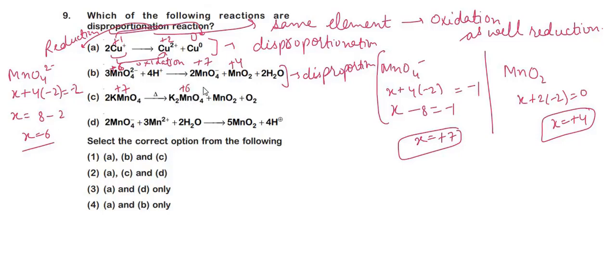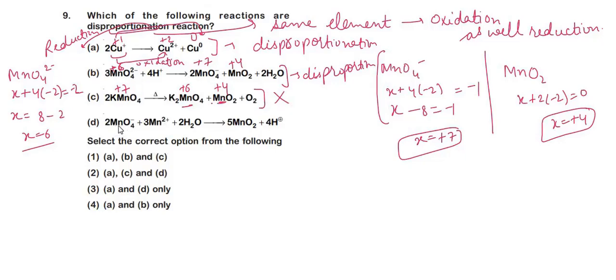So the oxidation state is +6 here. In case of MnO2, it is +4. So see here, in both cases the oxidation state decreases, which means gain of electron, and reduction takes place. So only the reduction process is going on in this reaction, so this is not a disproportionation reaction.